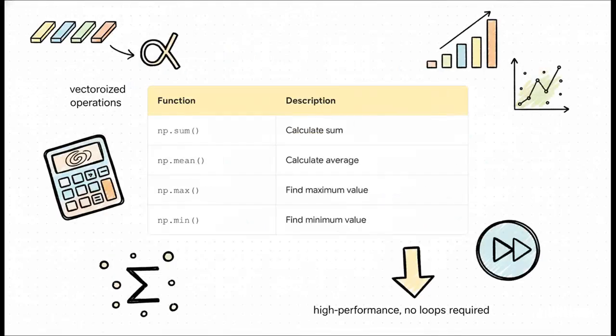NumPy also comes packed with a whole suite of what are called ufuncs, or universal functions. They're called universal because they can operate on every single element of an array without you ever having to write a loop. Need the sum of everything, the average, the biggest or smallest value? There's a simple, super fast function ready to go. Think of this as a handy little cheat sheet for some of the most common ones you'll use.